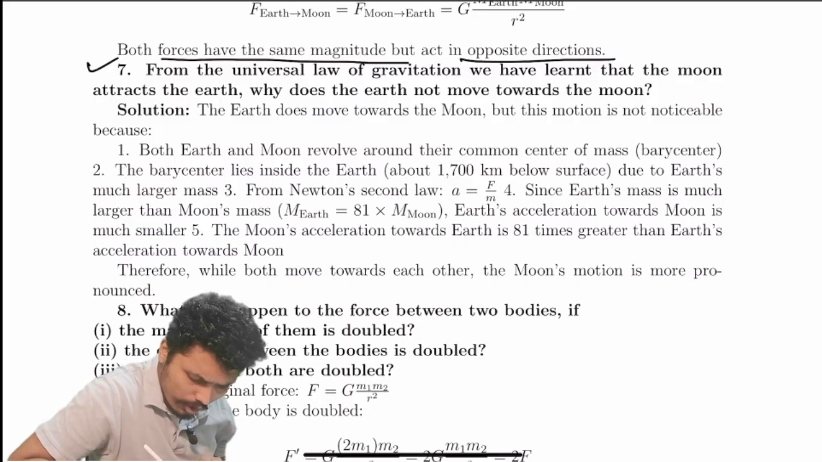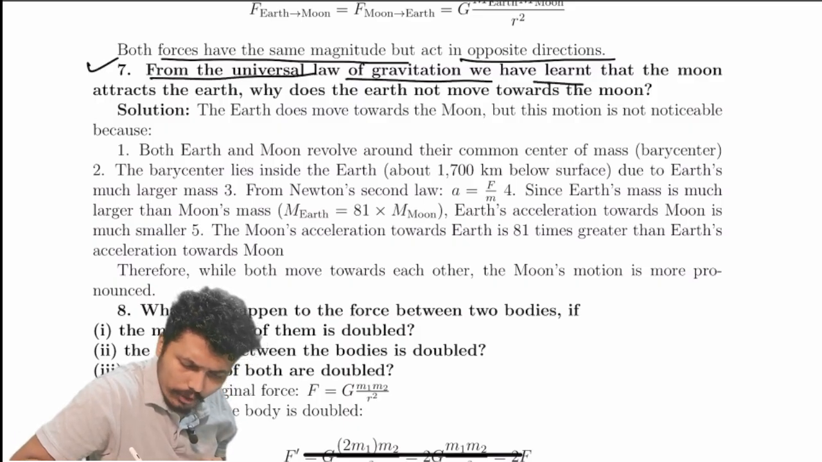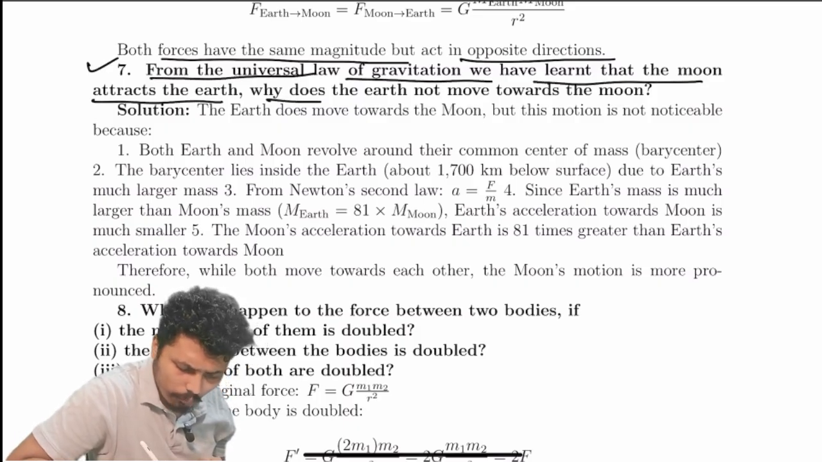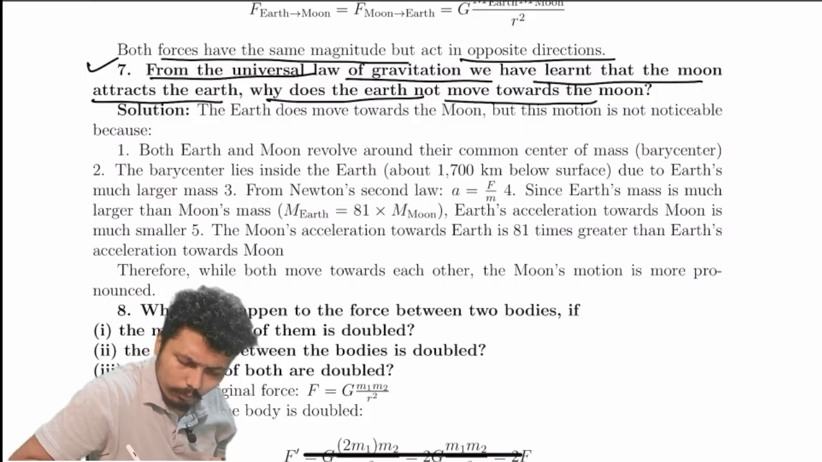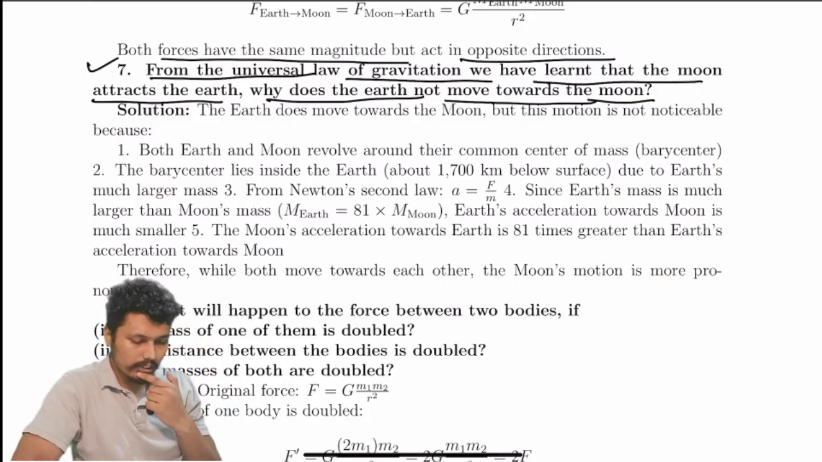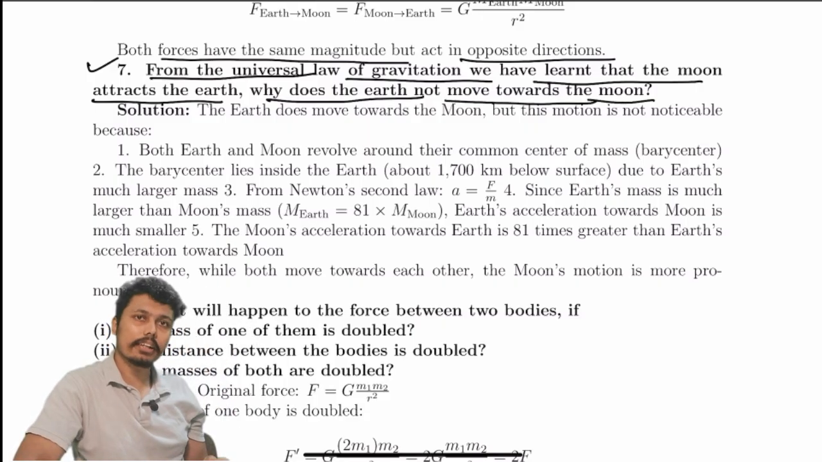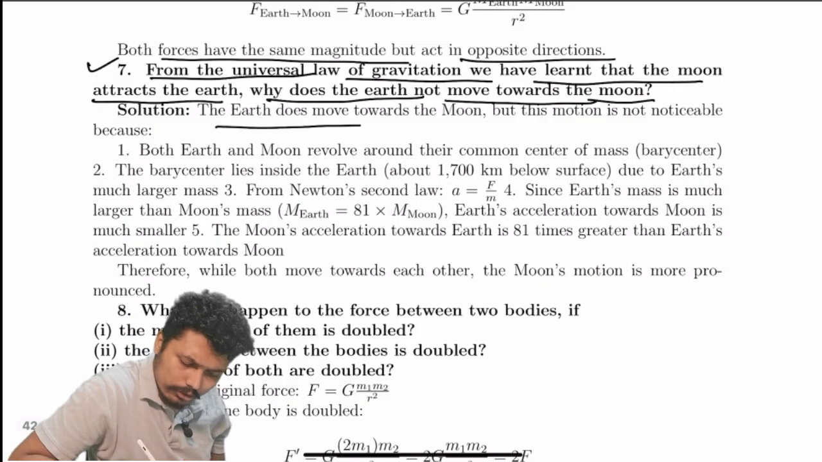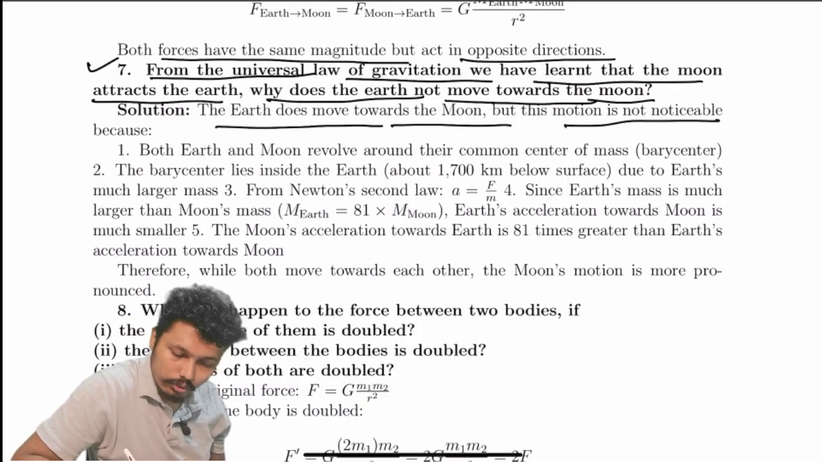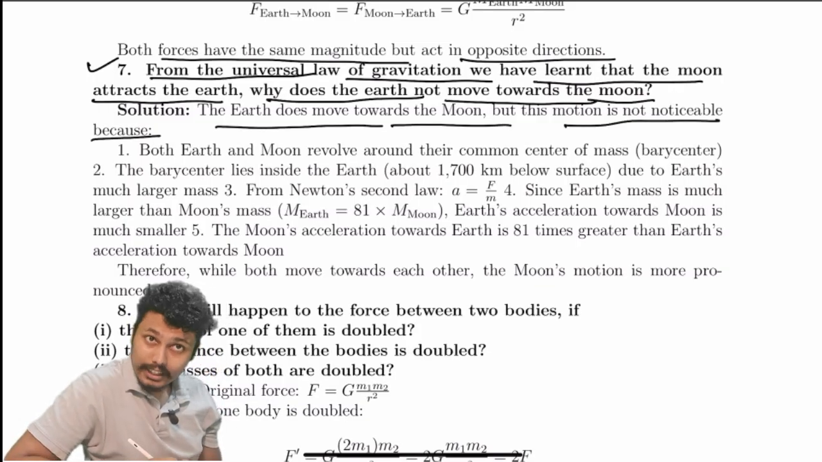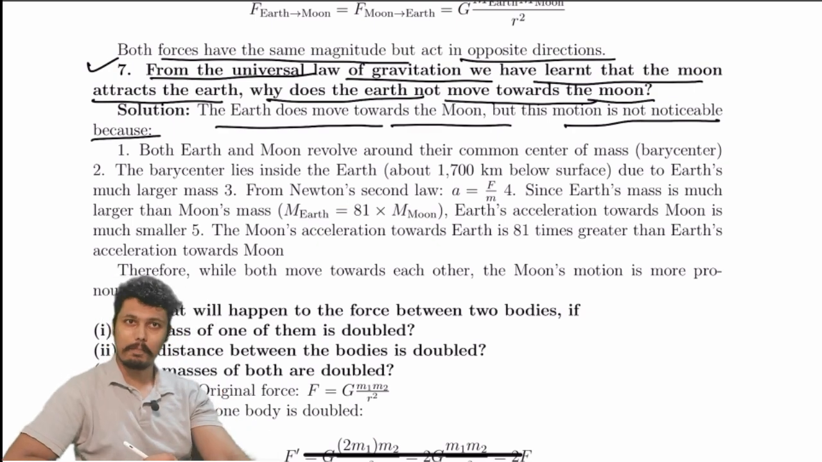Let's go to the next question. From the universal law of gravitation, we have learned that the moon attracts the Earth. Why does the Earth not move towards the moon? Earth is attracting the moon, or the moon is attracting the Earth. Then why is the Earth not going to the moon? Why is the moon not coming to the Earth? So the Earth does move towards the moon, but this motion is not noticeable.